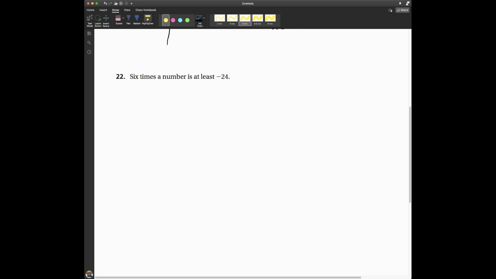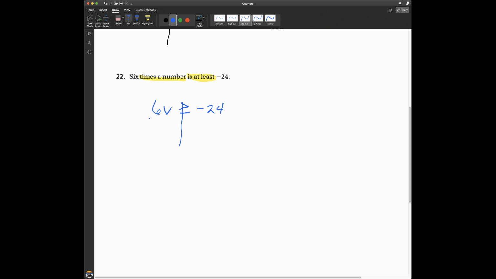So this one says 6 times a number. I don't know what the number is, so I need to assign a variable to it. And then we have is at least negative 24, which means it could be negative 24, but it also can be greater than negative 24. So let's see, how would we write this? 6 times, I will use the letter V for this one. 6 times V is at least negative 24. So it can equal negative 24, but it also has to be greater than negative 24.